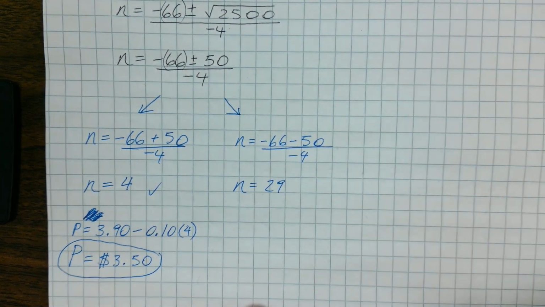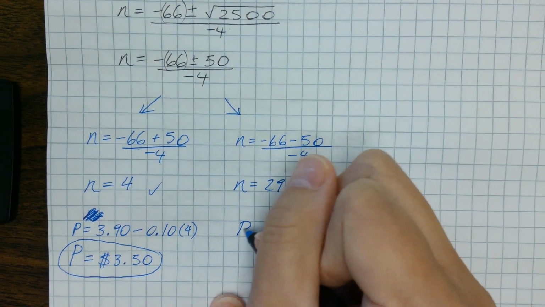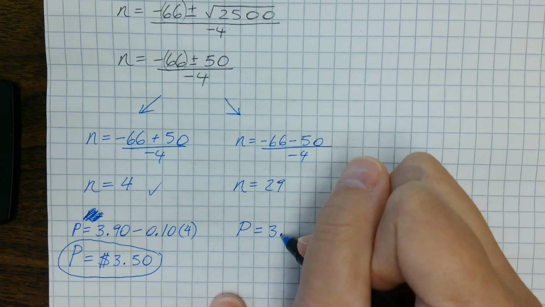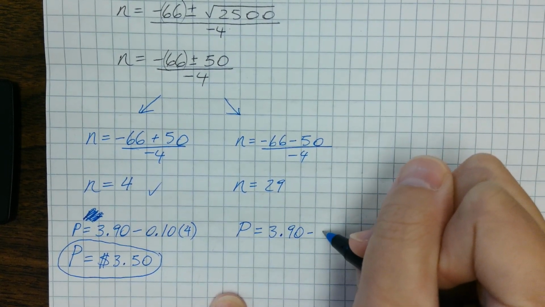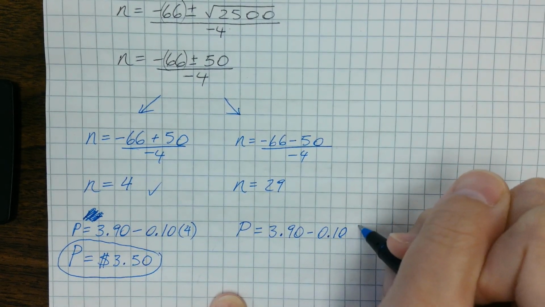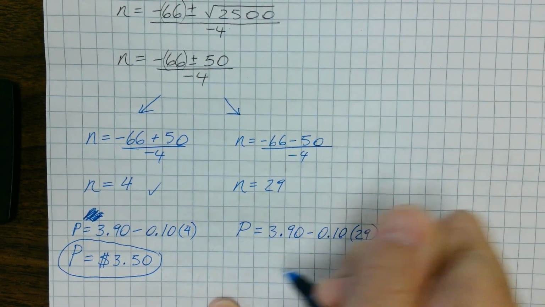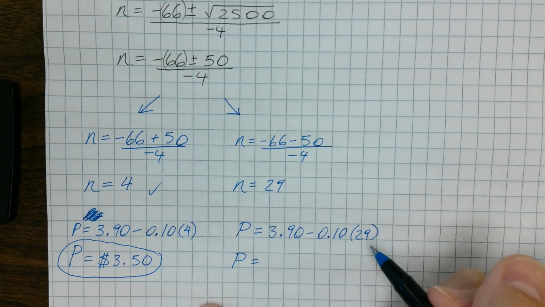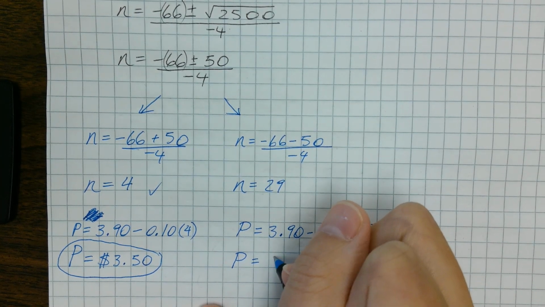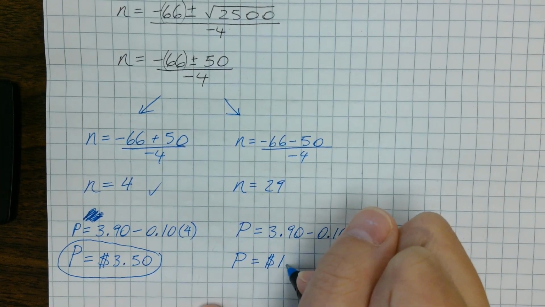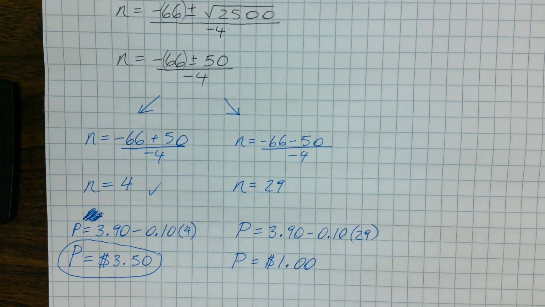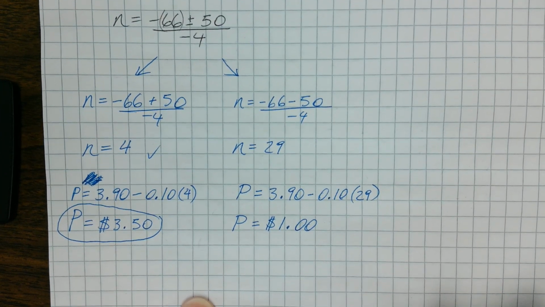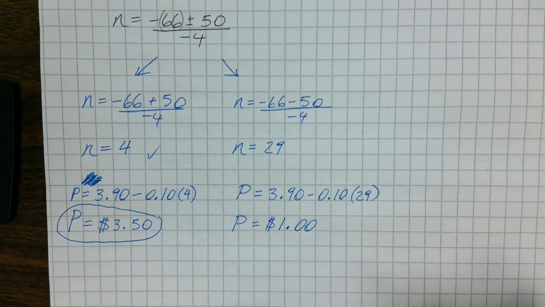Okay. What about here then? The price, $3.90, take away 0.10 times 29. That will be $3.90 take away $2.90. So we are left with $1. Okay. Is that an answer that we should accept?